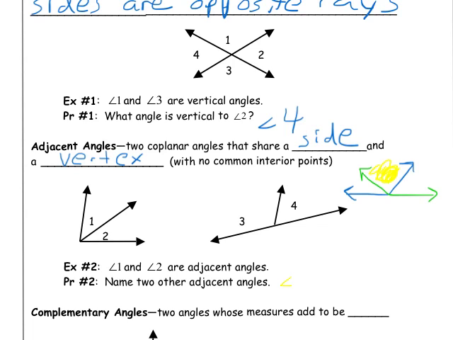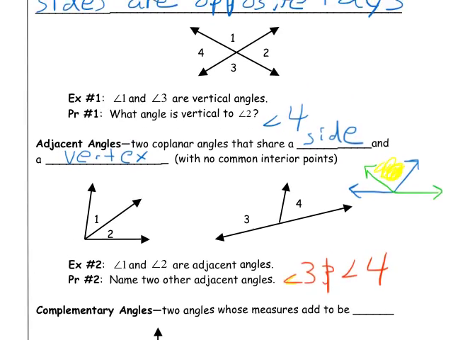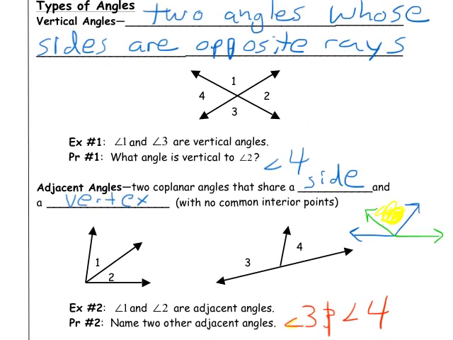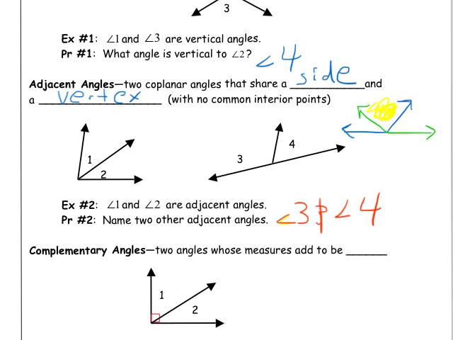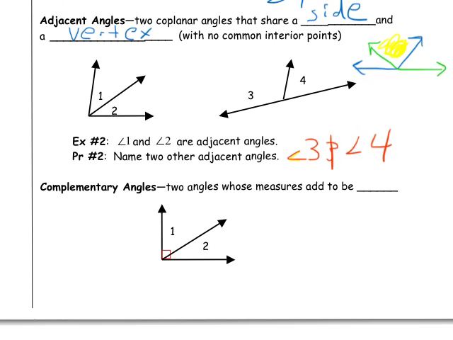So we could say, hey, angle 3 and angle 4, those are adjacent angles. Okay, so we got vertical angles and adjacent angles. And got a couple more that we want to learn here.